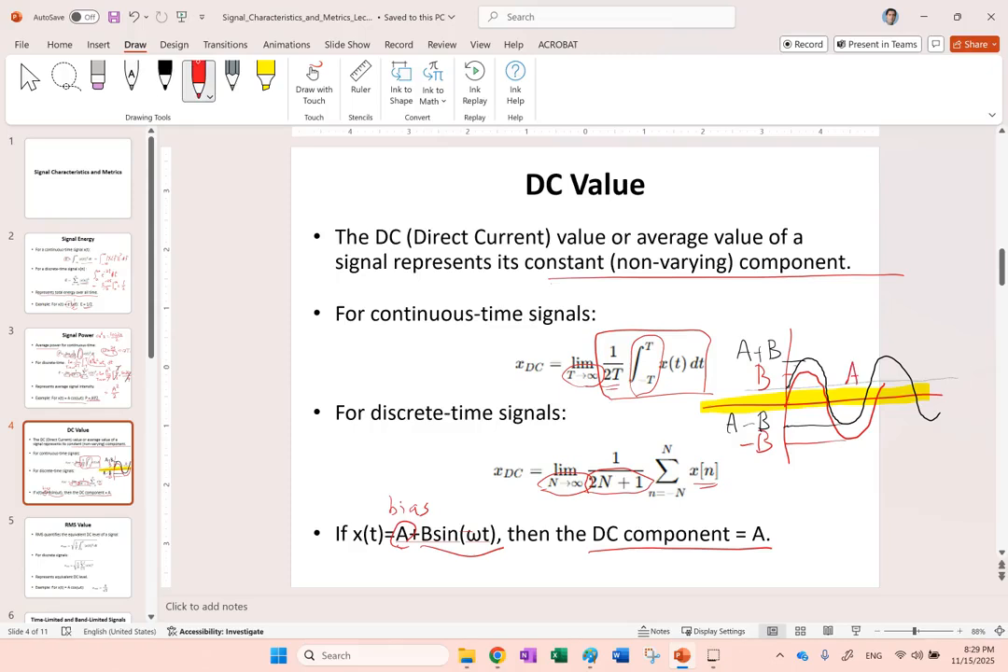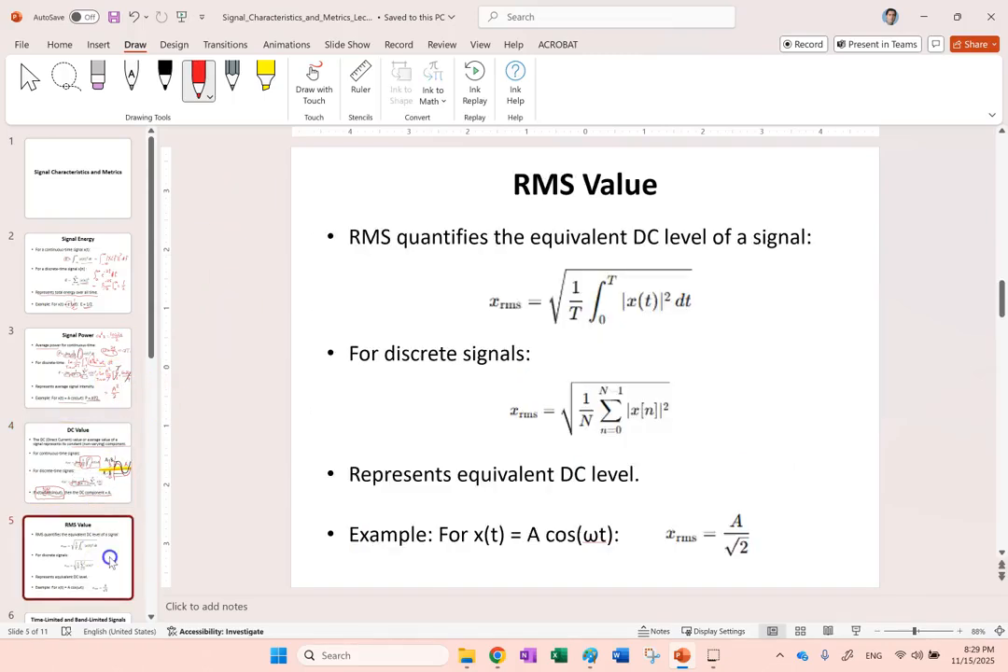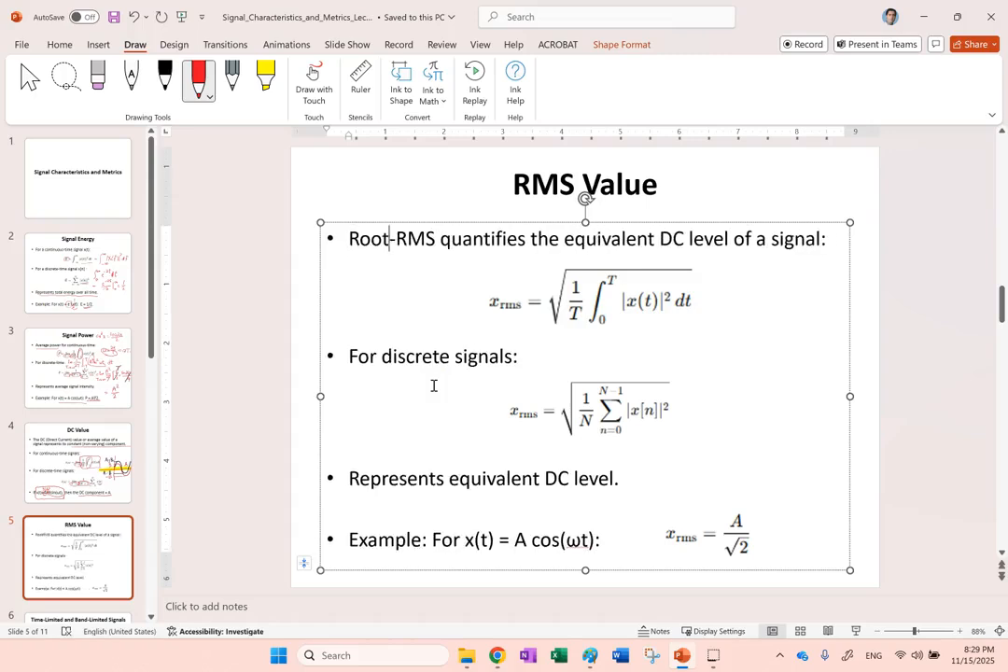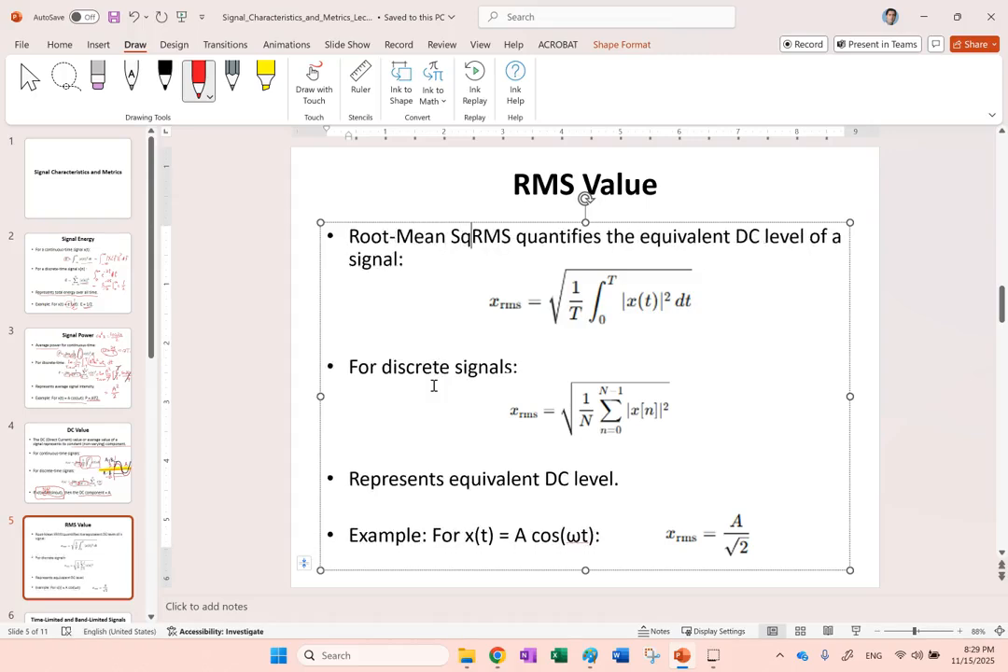And it's very easy to show that, so I'm not going to do this. I know you can all do it yourself. So the average for a harmonic is the value of the bias. Okay. This is called the DC value. Now we have another value that is related to the power. This is called root mean square or RMS value. Okay. So let me just add it here. So this is called root mean square or RMS value.